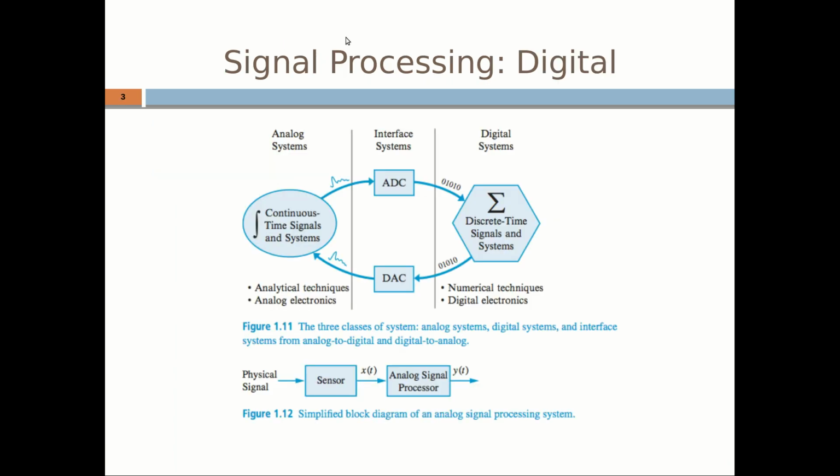Just like we have analog and digital signals, we also have analog and digital systems. An analog system works on an analog input, whereas a digital system works on a digital input. Analog systems employ analytical techniques, whereas digital systems employ numerical techniques. Analog systems use analog electronics like LEDs, whereas digital systems use digital electronics like flip-flops, registers, etc.